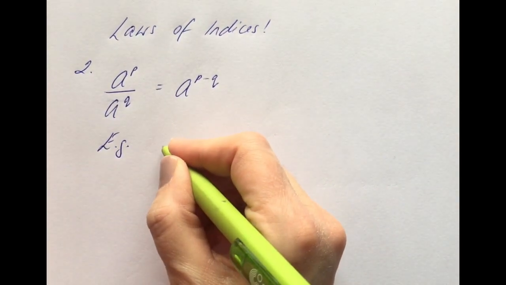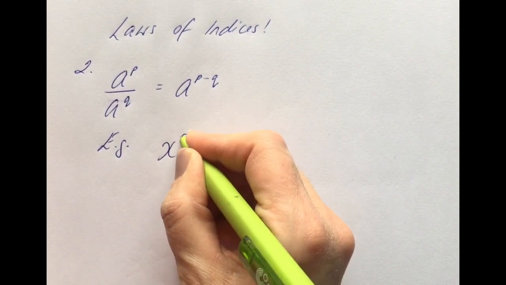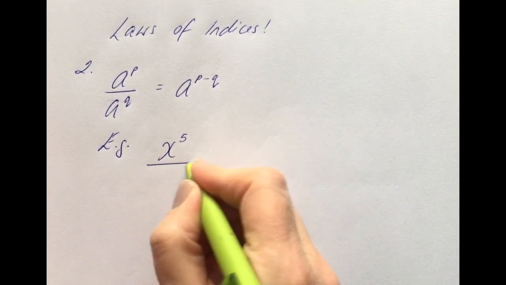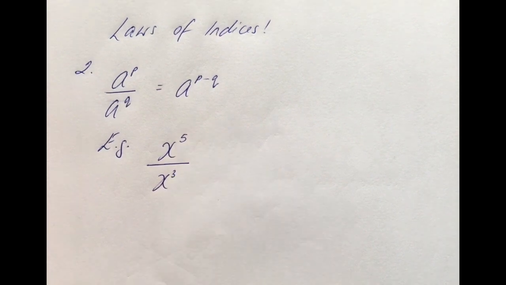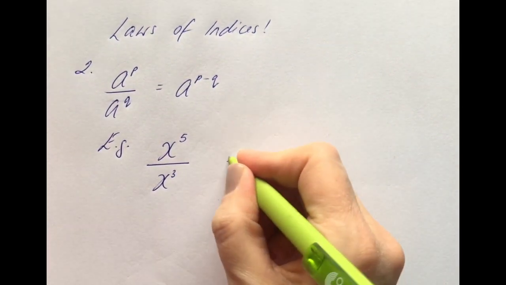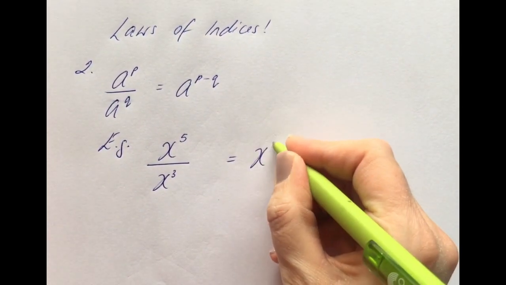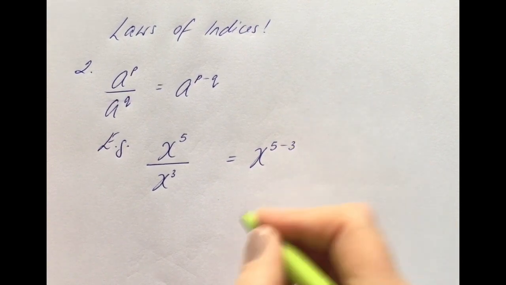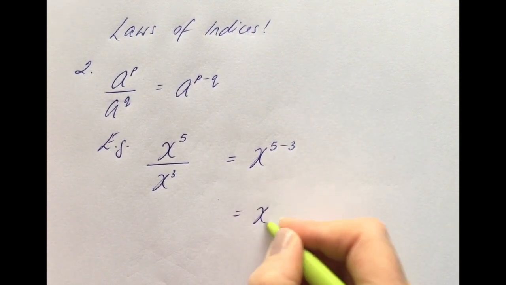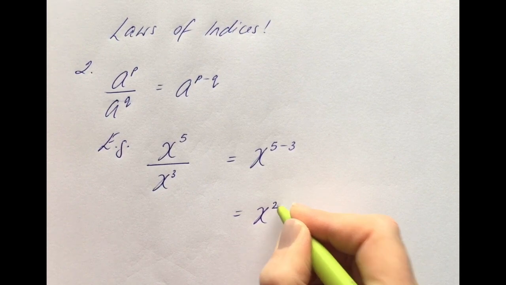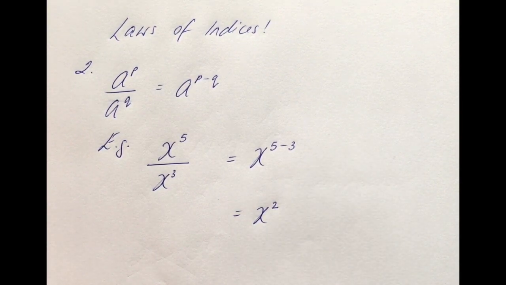Let's say we have x to the power of 5 and we're dividing by x to the power of 3. What this law says is it's the same as x to the power of 5 take away 3, which is x to the power of 2. Well, let's see if that's true.